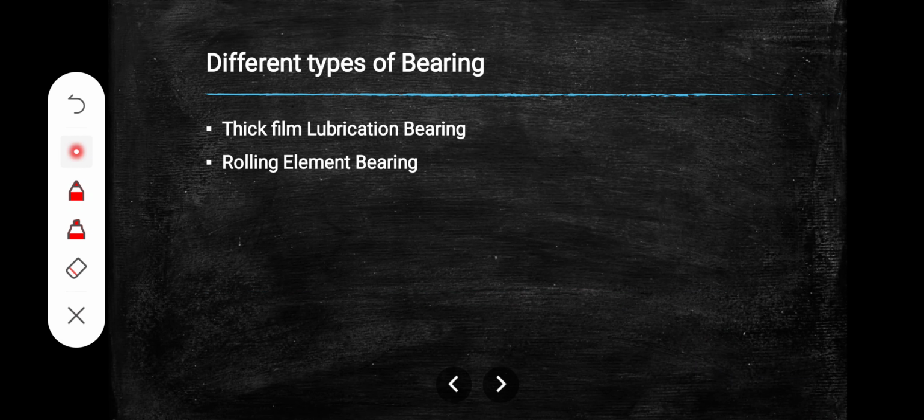Here we mainly discuss different types of bearing. Only two types we will discuss: thick film lubrication bearing and rolling element bearing. Other bearings may be special types of bearing, like magnetic bearing, aerostatic bearing, and foil bearing. We will discuss all the special types of bearing in another video. Here we only discuss thick film lubrication bearing and rolling element bearing.